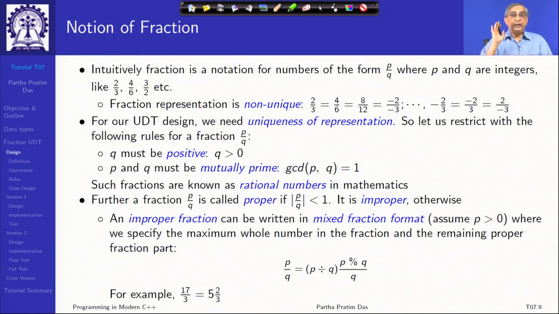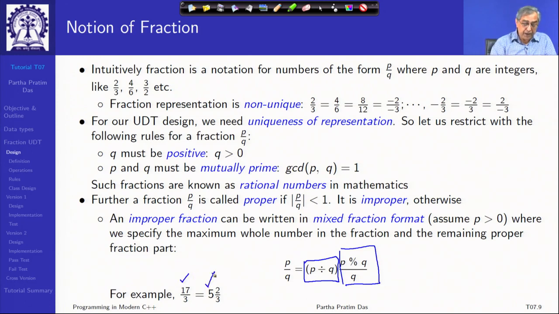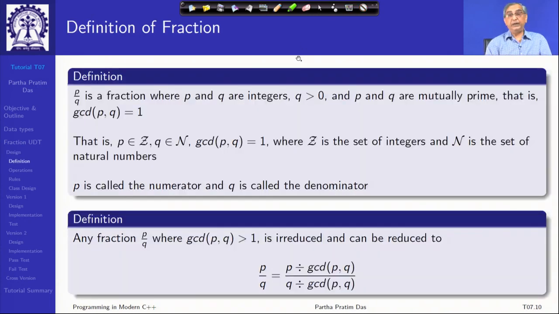Another point to be noted, that a fraction is called proper if its absolute value is less than 1, otherwise it is called improper. So, there is some whole number part in an improper fraction. If I have an improper fraction, then I can take out the whole number part and the remaining part I represent as a fraction. So, this is called mixed fraction format. So, 17 by 3 is 5 2 by 3, right. 5 is the whole part, 5 times 3 is 15 plus 2 is 17. So, this is the basic notion of the fraction that we deal with.